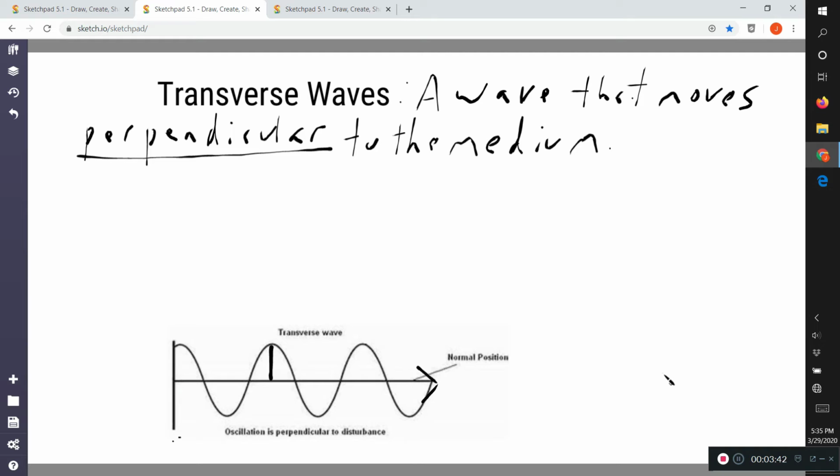One of the things we're going to talk about is that when we look at a wave, there's a lot of different terminology. For instance, the high point of a wave is called the crest, whereas the low point of a transverse wave is called a trough.